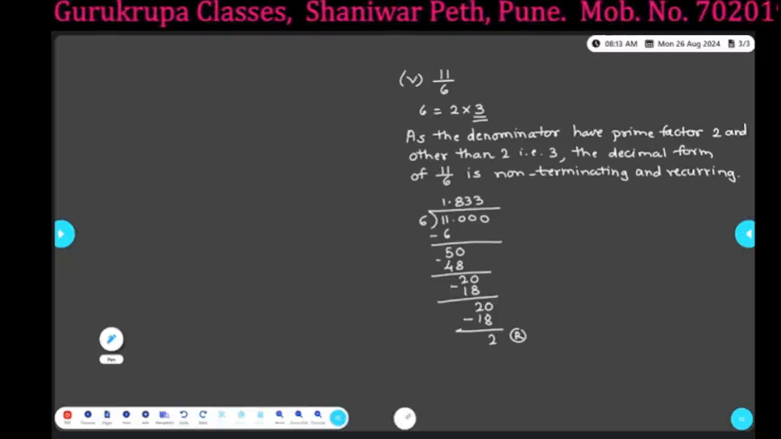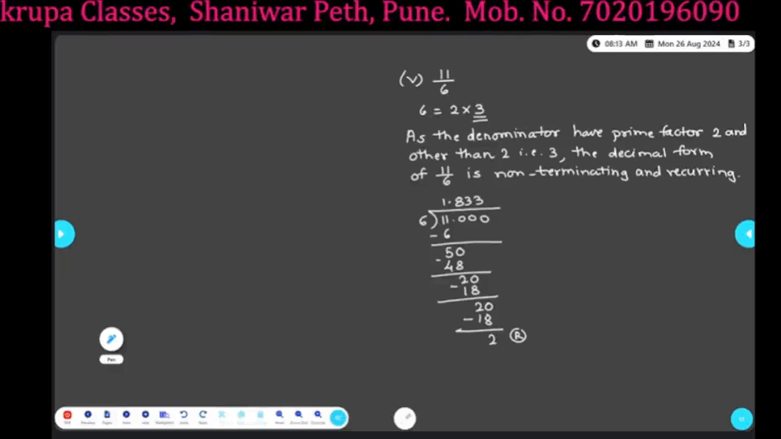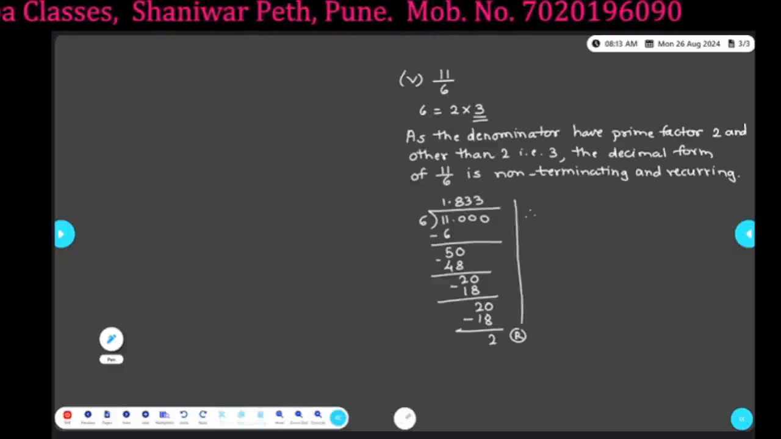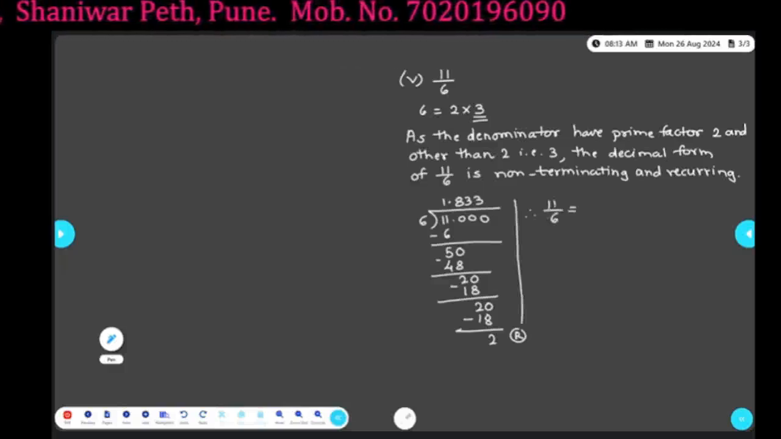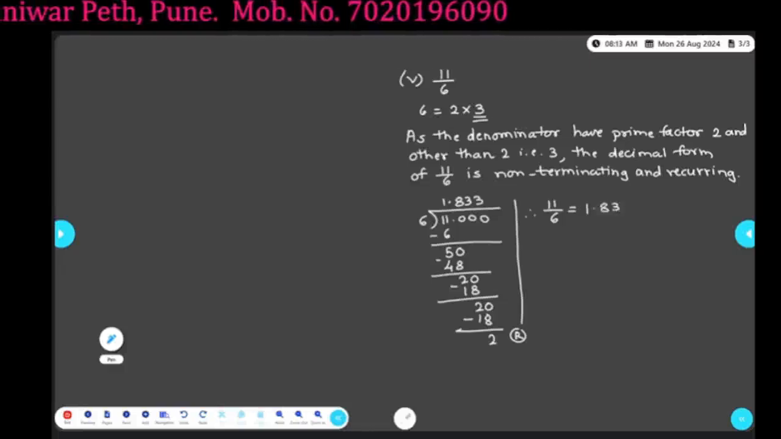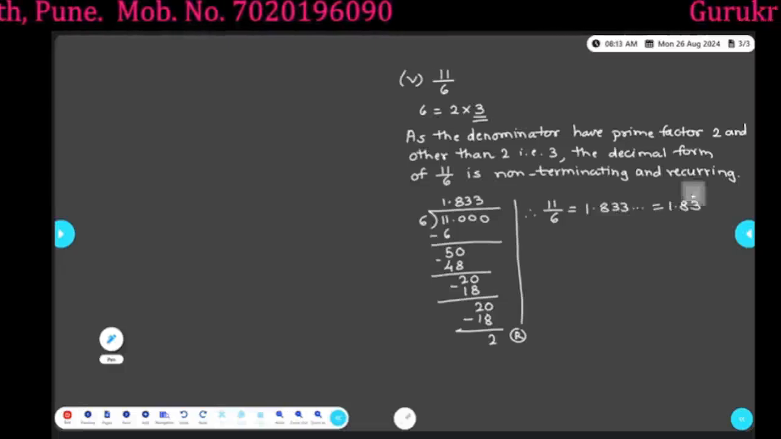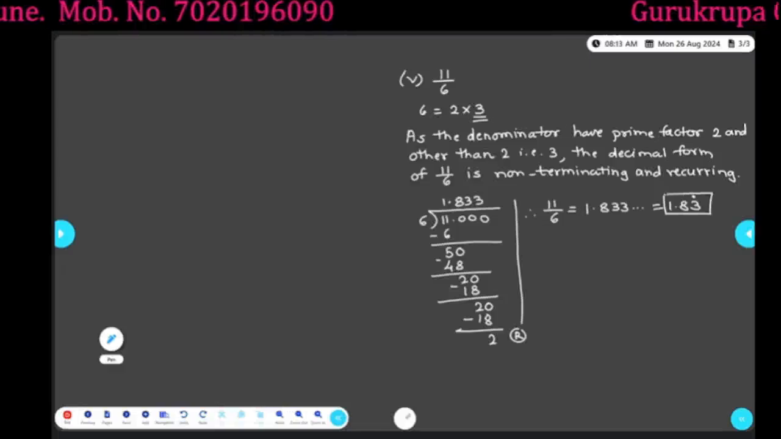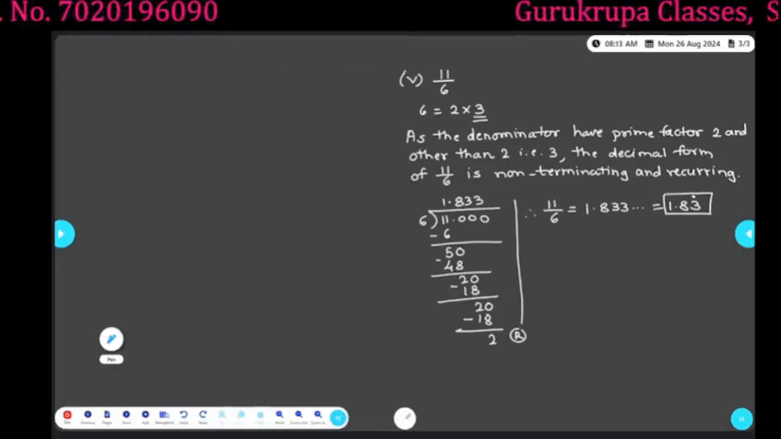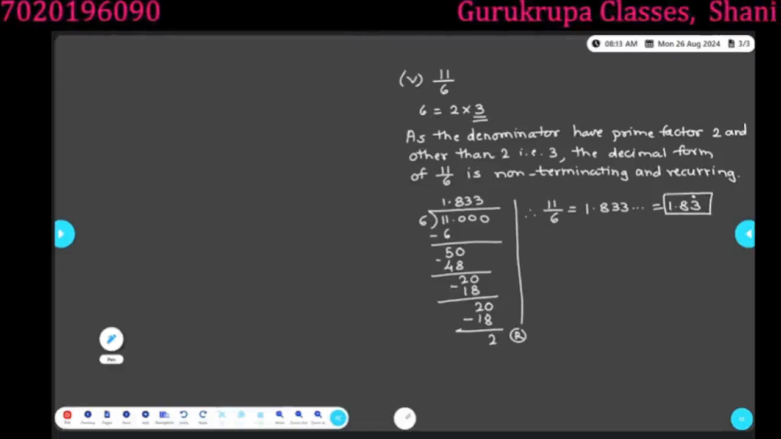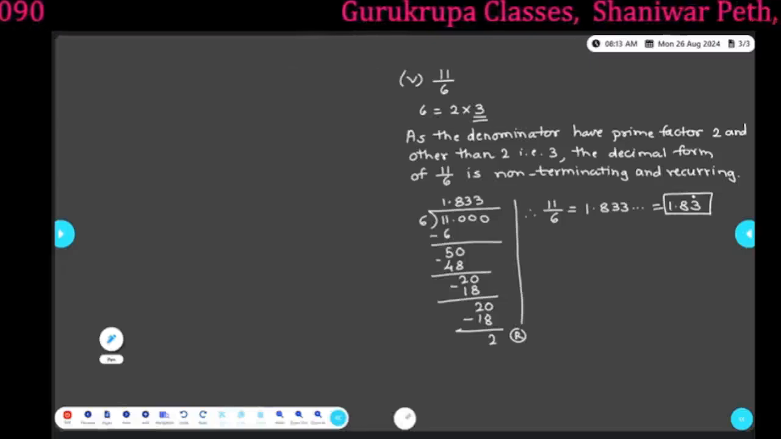So here the decimal representation: 6 1s are 6, 6 8s are 48, 6 3s are 18, again and again. So in this case, we can take the representation of 11 upon 6 in decimal form. We get 1.833... That is, 1.8 and the 3 is recurring here. So we put a bar over the 3. 1.83 bar. So this is a non-terminating and recurring form. If you observe this, okay. Yes, please write down.